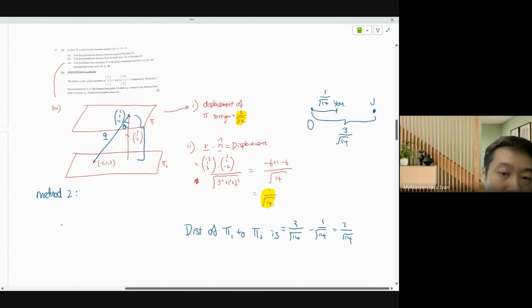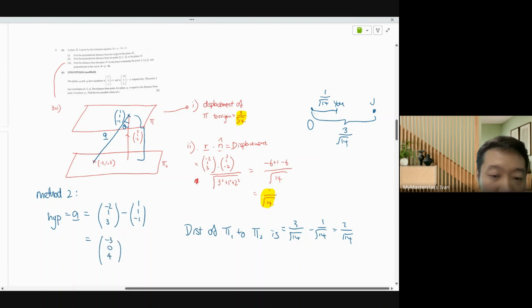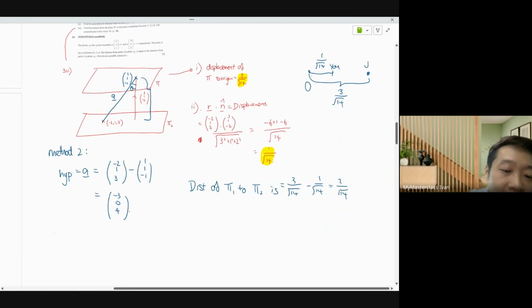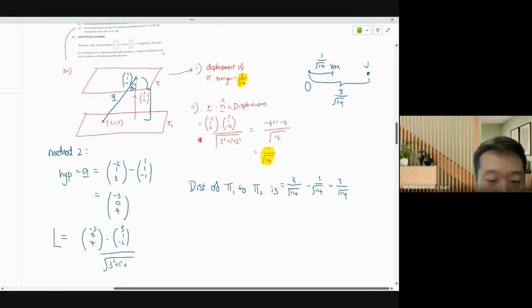So if I use method like this, the hypotenuse is like A, which is -2, 1, 3, or the other way around also can, doesn't matter. 1, 1, minus 1. Okay, so this you are going to get -3, 0, 4. Then the L is -3, 0, 4 dot 3, 1, -2 over square root of 3 square plus 1 square plus 2 square.